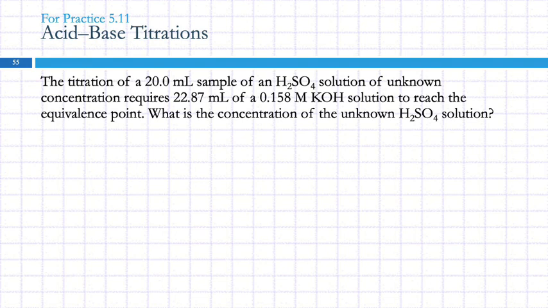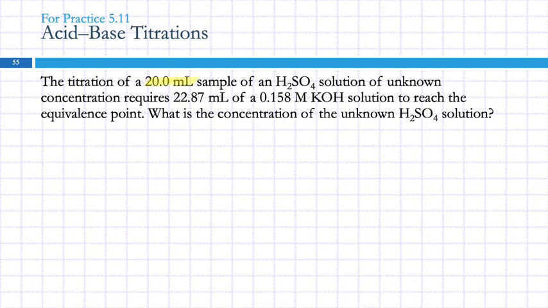So acid-base titration calculations really are just solution stoichiometry problems, which we learned how to do on Tuesday. In this example, the balanced chemical equation is not given. We do need that balanced chemical equation, but today we learned how to write that. So, a titration of a 20 mL sample of an H2SO4 solution of unknown concentration requires 22.87 milliliters of a 0.158 molar KOH solution to reach the equivalence point. What is the concentration of the unknown H2SO4 solution?